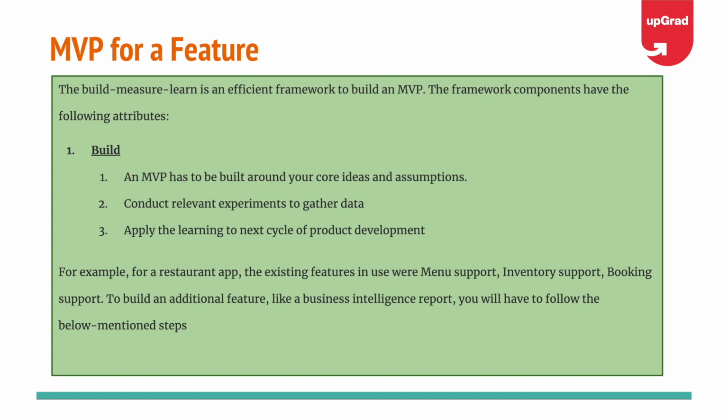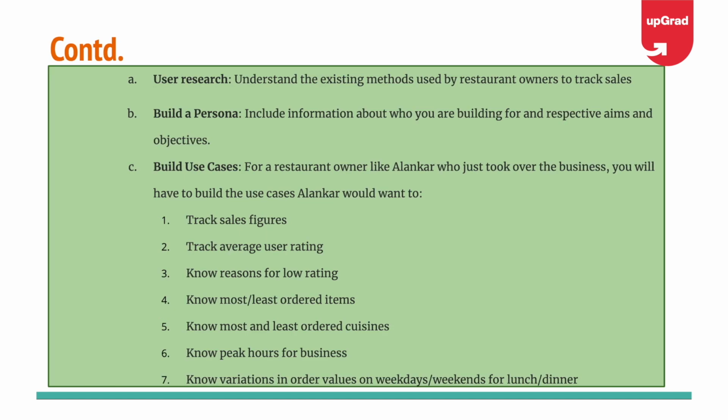For example, let us take a restaurant app. The existing features in use, let us say, are menu support, inventory support, booking support. Now, let us say you want to build an additional feature, a business intelligence report. What will you do? You will follow the below mentioned steps. The first step would be user research. You will understand the existing methods used by restaurant owners to track sales, because anyway you are building a business intelligence report, correct?